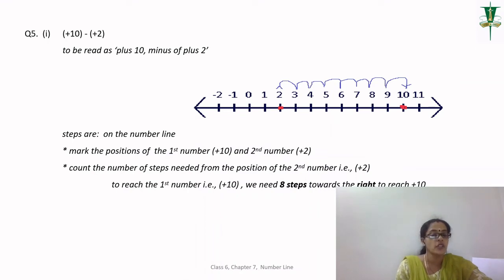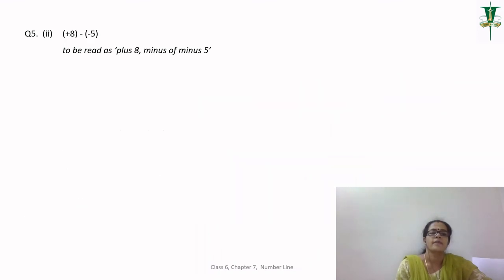And in which direction? Yes, we had to travel in the positive direction, in the right hand direction. So your answer is plus 8. The answer to plus 10 minus plus 2 is plus 8. Let's take one more example. Plus 8 minus of minus 5 to be read as this.